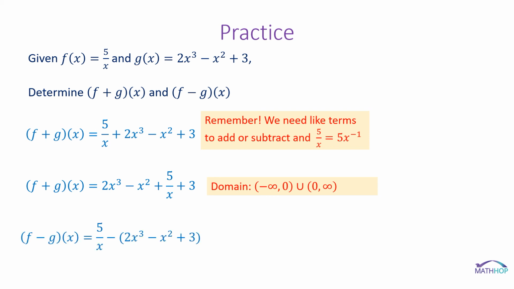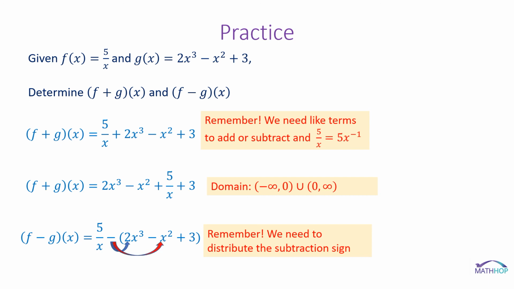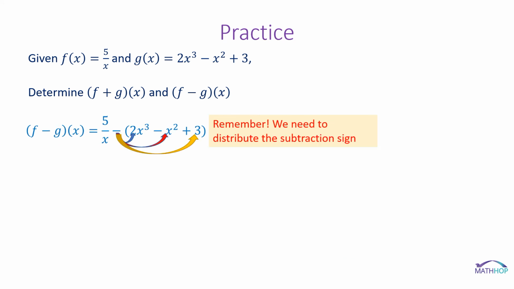5 divided by x minus the quantity 2x cubed minus x squared plus 3. So again, I put that quantity that we're subtracting in parentheses so that we remember to distribute. When we distribute, we're going to change the sign. Basically, that's what distributing a negative does. You change the sign of everything. Negative 2x cubed, positive x squared, it will become, and negative 3. So let's give us some more room. We've distributed. Let's rewrite with the correct signs. 5 divided by x minus 2x cubed plus x squared minus 3.